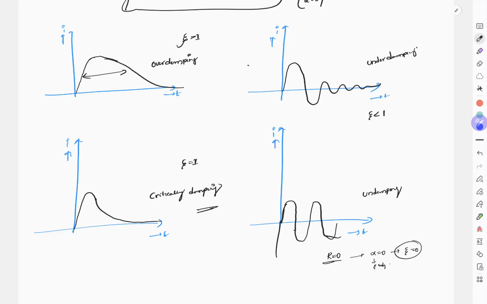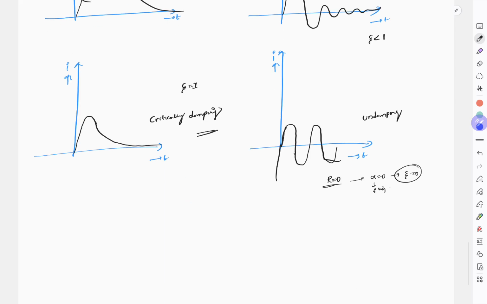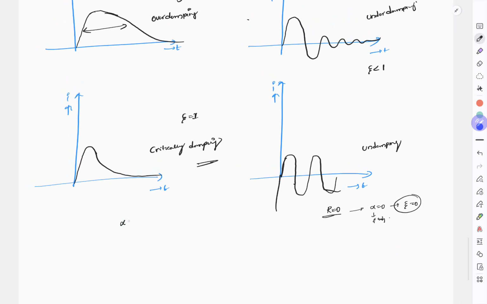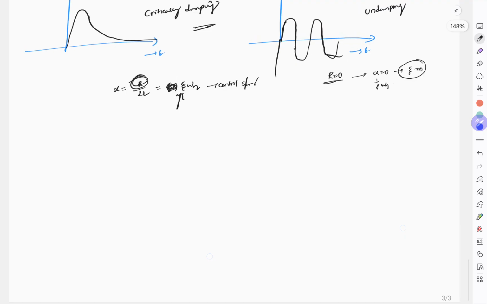Practically this is not possible. You have to go for underdamped systems, and overdamped systems are not practical. Okay, so this is the concept, the zeta relation, because alpha means R by 2L. So alpha is equal to zeta omega n in control systems. So this is the zeta behavior I am showing. It means that it is the R behavior only. R is equal to zeta here.